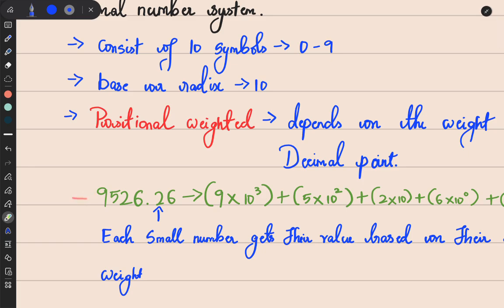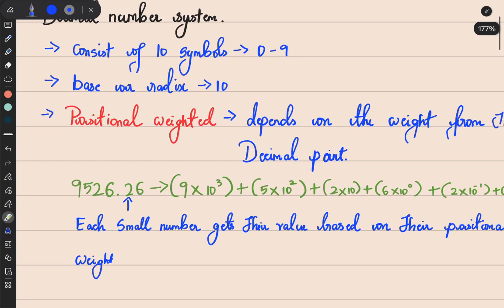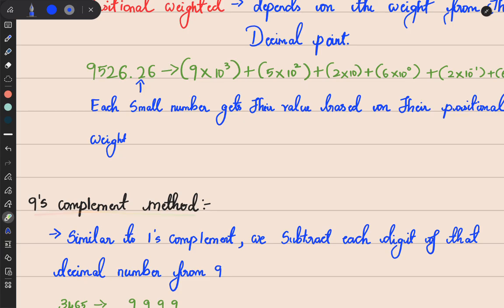In a decimal number, the leftmost digit is called the MSD, the most significant digit. And the digit on the rightmost side, which is 6 here, is called the LSD, the least significant digit. The left is most significant and the right is least significant.